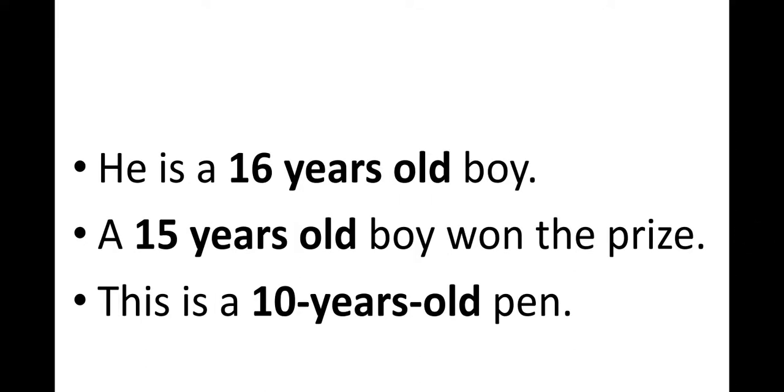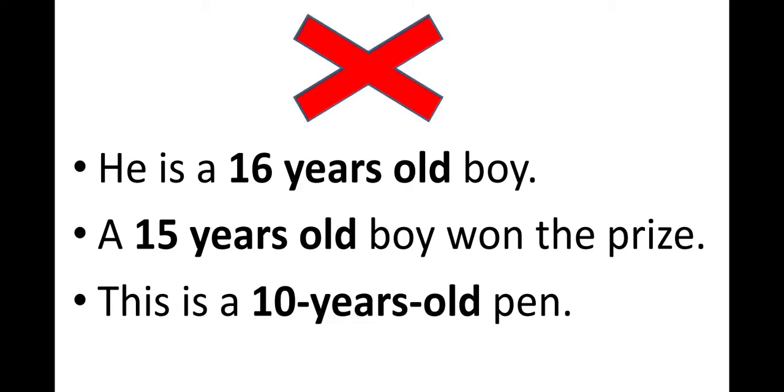Alright, so if you write "he is a 16 years old boy", "a 15 years old boy won the prize", or "this is a 10 years old pen", all these sentences would be wrong.